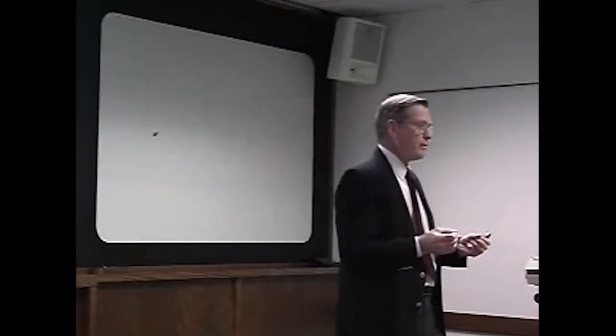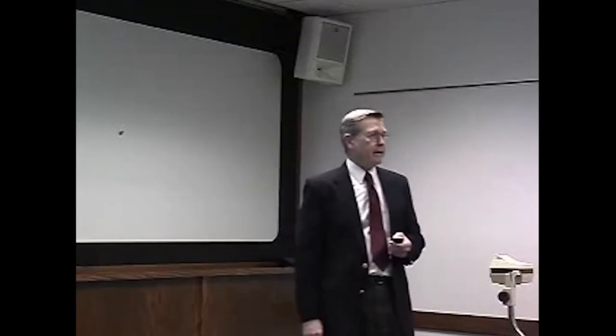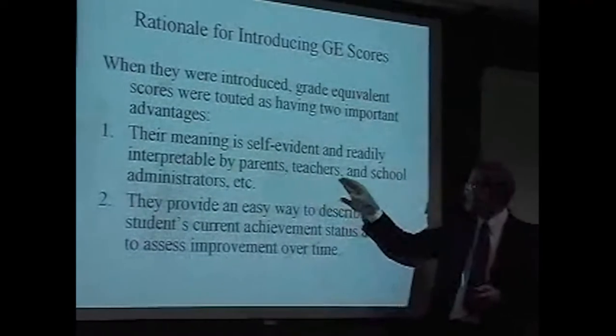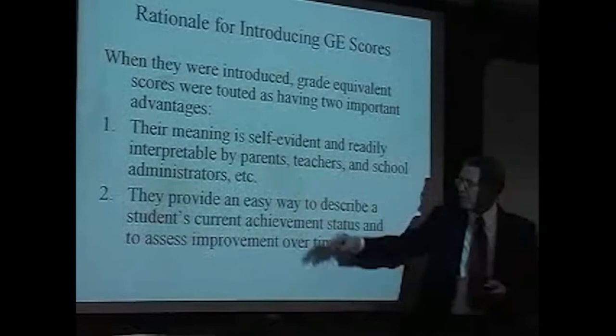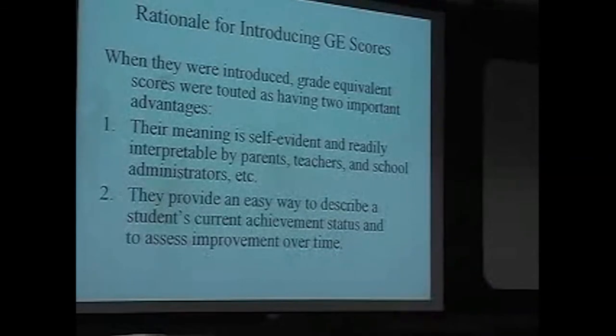So, to make these palatable to educators, the people who invented them said, let's use something they understand, like a person's grade in school. We'll use that as the reference, the basis, and then we'll compare people to where they are compared to where they ought to be. That's the basic notion here. It was a great idea. It just didn't work very well. Their meaning was supposed to be self-evident and readily interpretable by parents, teachers, even by principals. And they were supposed to provide an easy way to measure growth or progress or improvement from year to year. The problem is they don't work very well for either one of those purposes.